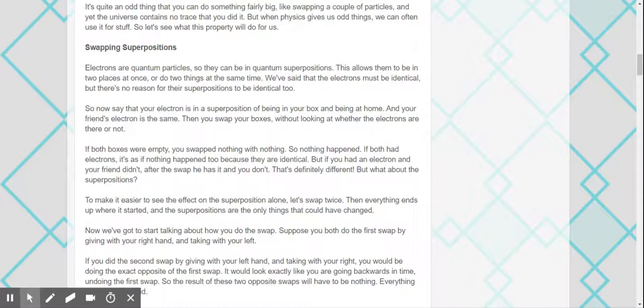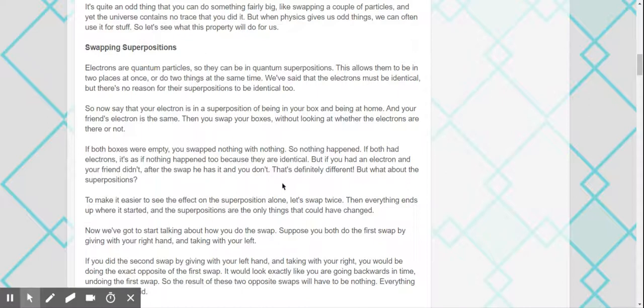If both boxes were empty, you swap nothing with nothing, so nothing happened. If both had electrons, it's as if nothing happened too because they're identical. But if you had an electron and your friend didn't, after the swap, he has it and you don't. That's definitely different. But what about the superpositions?